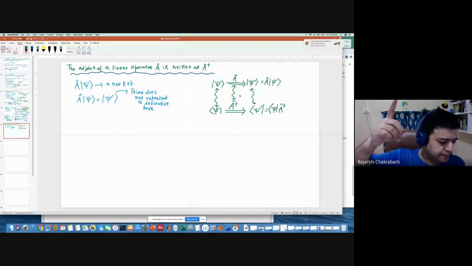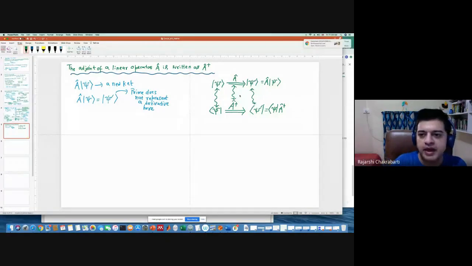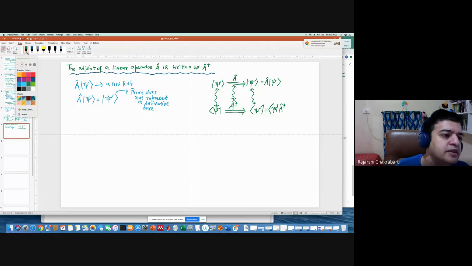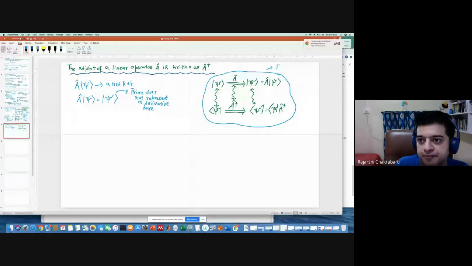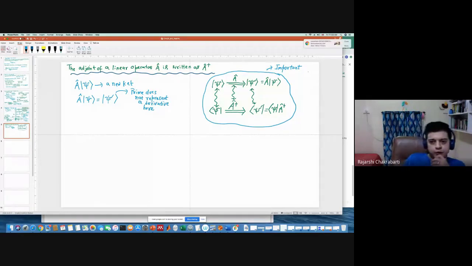Okay. And this scheme is very, very important. I don't know whether you realize it or not. If you remember this scheme, you remember many, many things. It's important. Okay, so how many of you could follow this scheme?